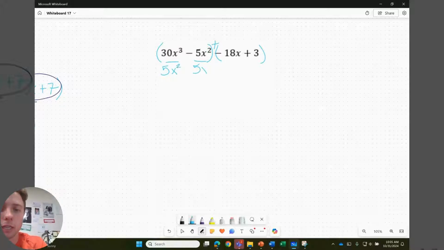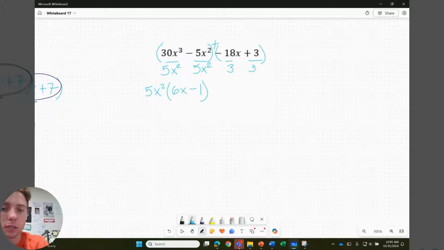How many variables can you take out? I believe x squared again. Whatever you divide by goes in front of your parentheses, and see what you're left with. 30 over 5, subtract your exponents. 5 over 5, subtract your exponents. The x squareds cancel.